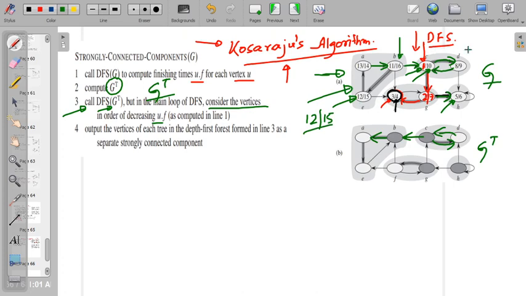So which node has the highest finish time? B. Sir, not B. This one. Yes, sir, this node. Yes. So you see, I have to consider starting the DFS again from this node, in decreasing order of u.f.